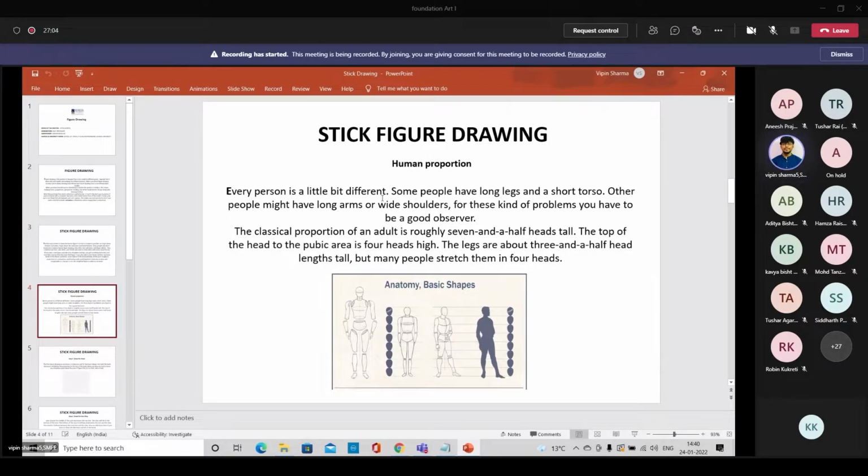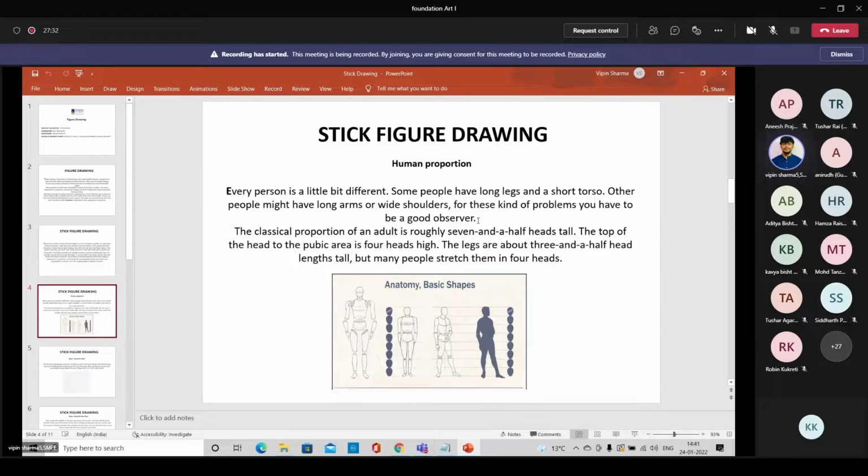Every person is a little bit different. Some people have long legs and a short torso. Other people might have long arms and or wide shoulders. For these kind of problems, you have to be a good observer, right? So suppose in future we are designing a character and we need to understand about the different character and different features of the human. So when we begin our study with the real life poses or real life characters, we can easily understand which kind of people we are facing.